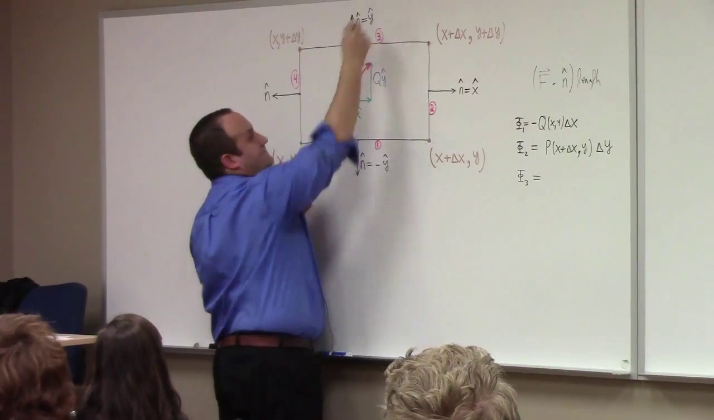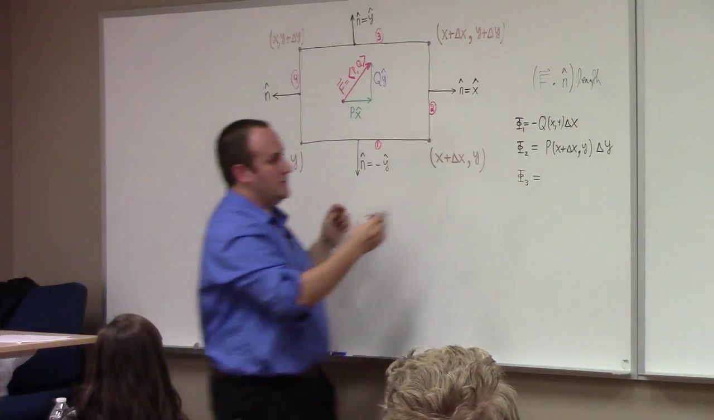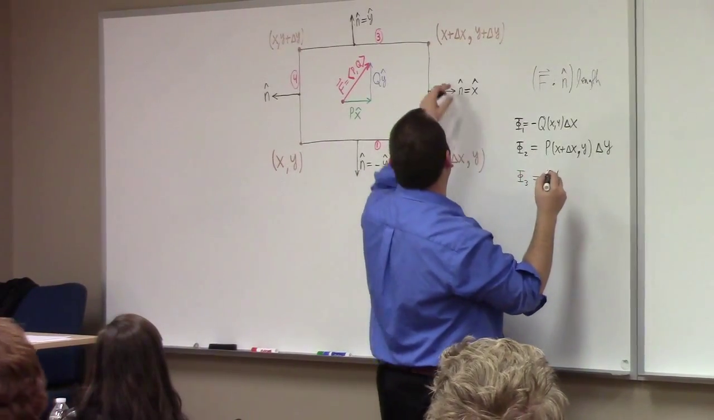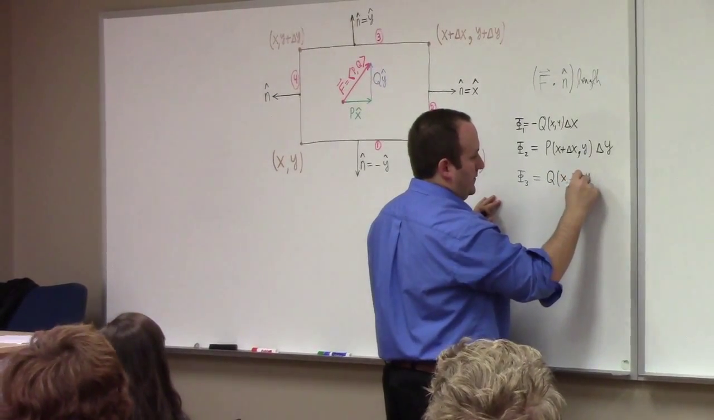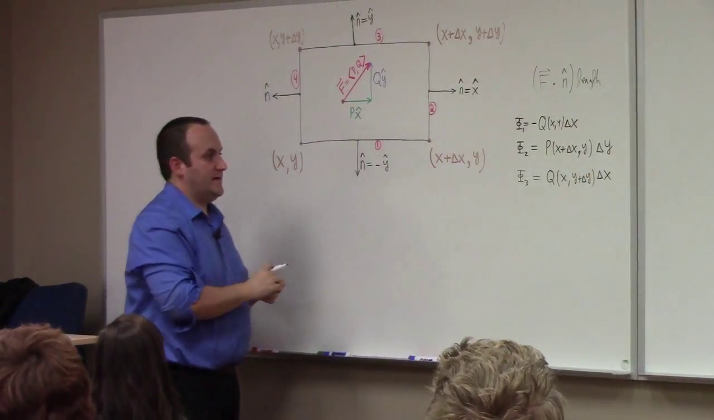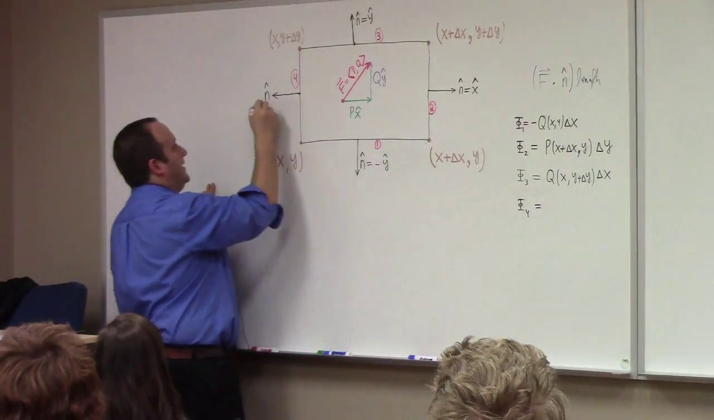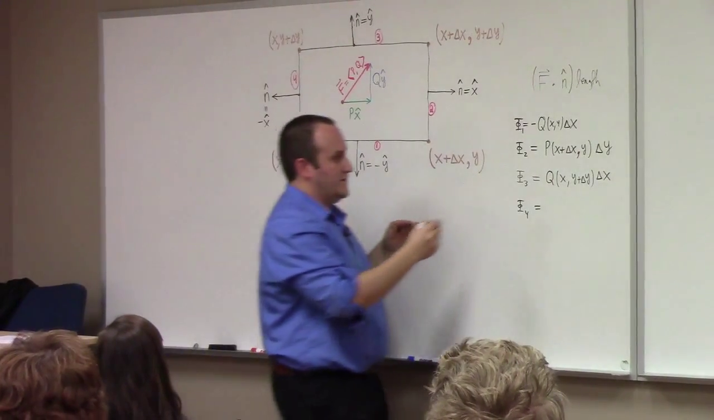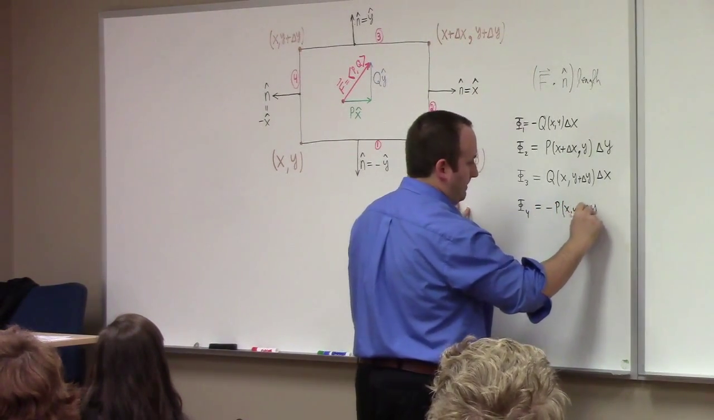This time n hat is y hat. So, yeah, positive Q of, let's say, I'll use one with less writing, x comma y plus delta y. And the length of this is delta x. So that's the flux through that side. And finally, the fourth one. So here n hat is minus x hat, right? The Q is ignored. The P gets a minus, so I get minus P of x comma y times delta y.